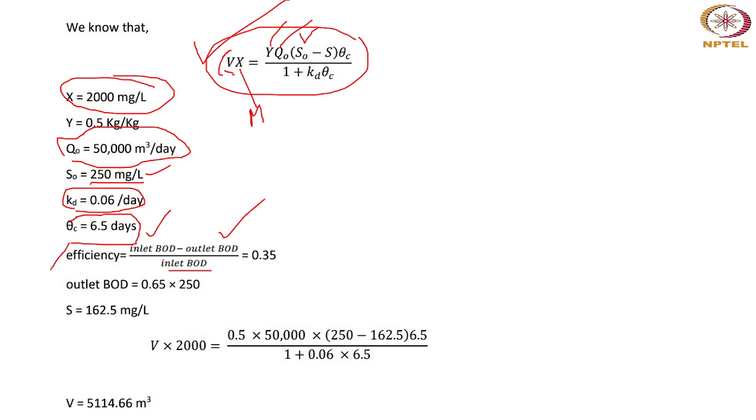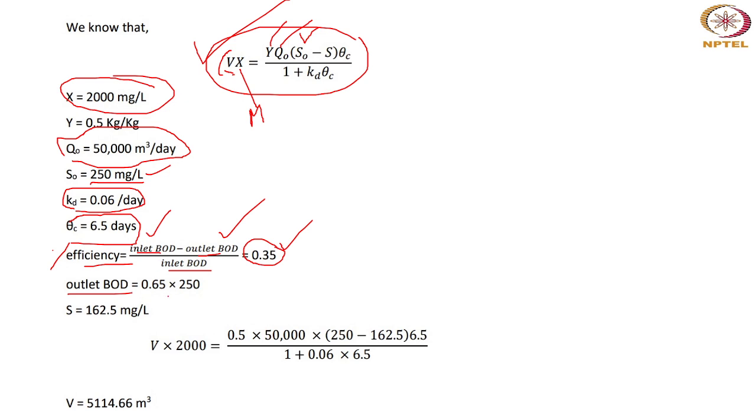So efficiency percentage we can write, or if this is in decimal, fine. So no need to go for the percentage. Efficiency equals inlet BOD minus outlet BOD, that is, how much BOD is going out from the treatment plant, divided by inlet BOD. Simple thing. That is 0.35. So the outlet BOD I need to calculate.